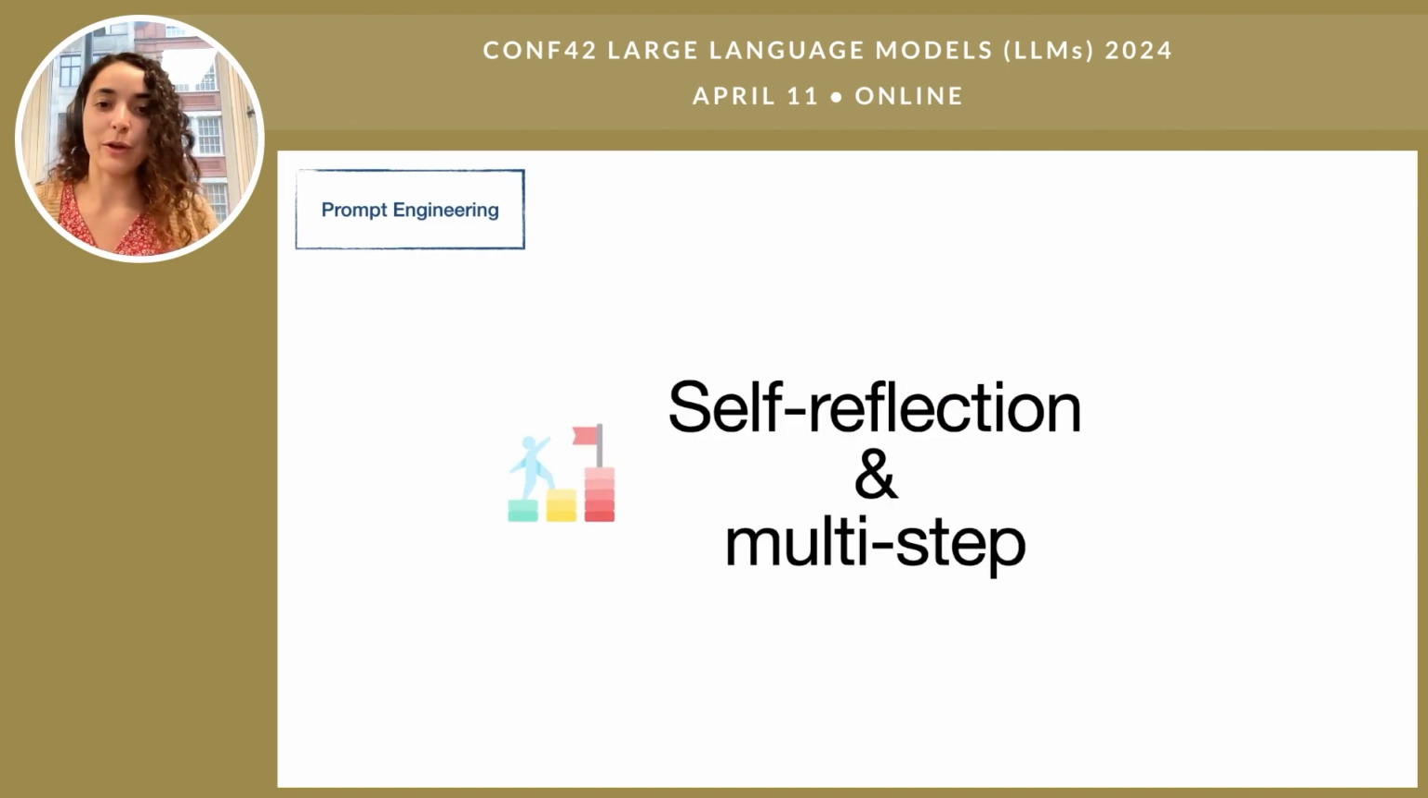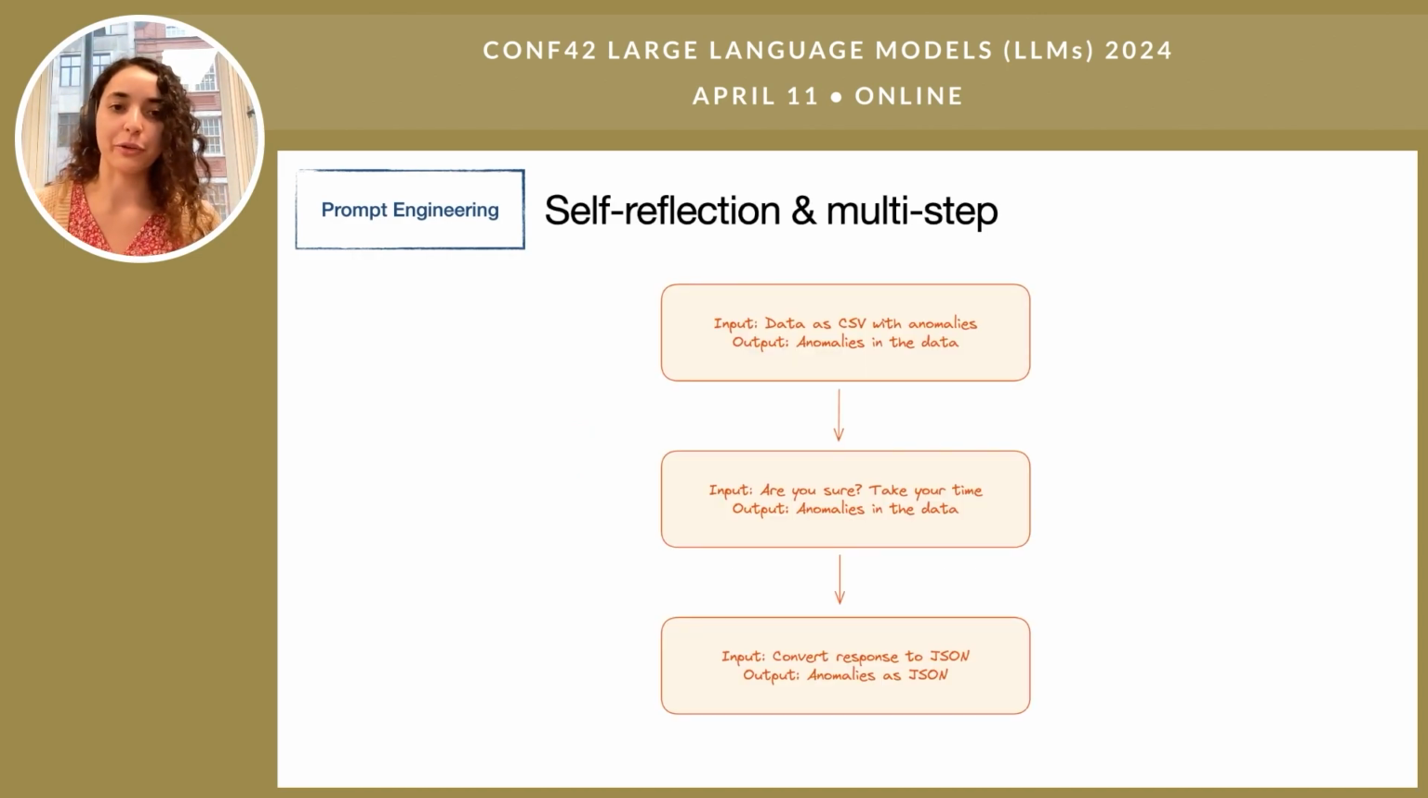Now, can we take this further? The last one that I tried that had a successful outcome was self-reflection and multi-step. So what do I mean by self-reflection and multi-step? Self-reflection is getting a model to question whether it's sure about the answer it's given you. So essentially asking the question, are you sure? Take your time. And multi-step is trying to break down the amount of things that the model has to do into several steps, so it's not overloaded by the amount of work it has to do.